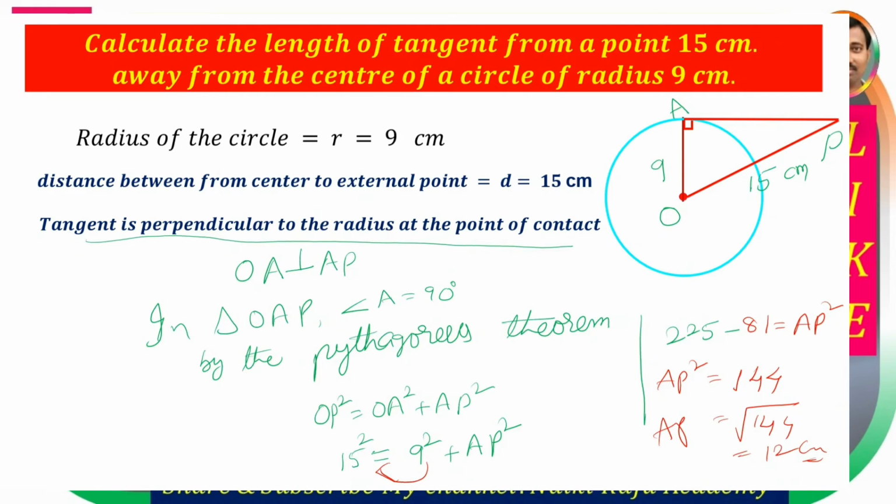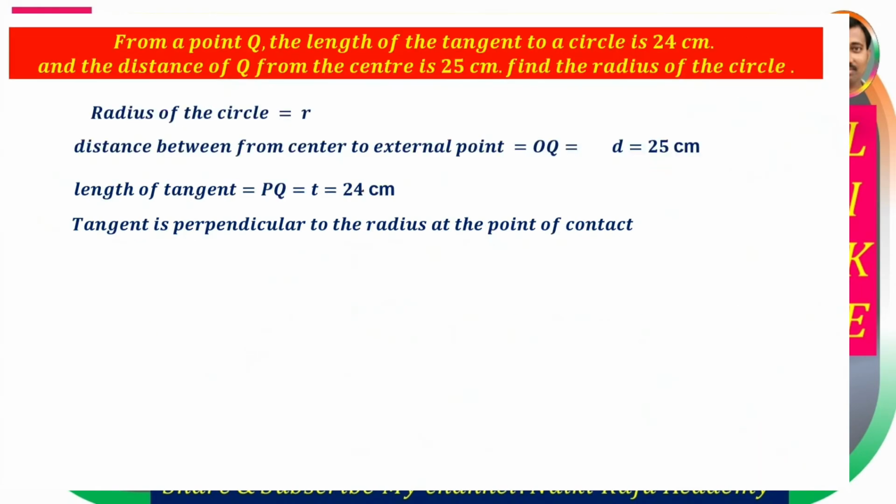Okay students, another question. From a point Q, the length of the tangent to a circle is 24 centimeters, and the distance of Q from the center is 25 centimeters. Find the radius of the circle.